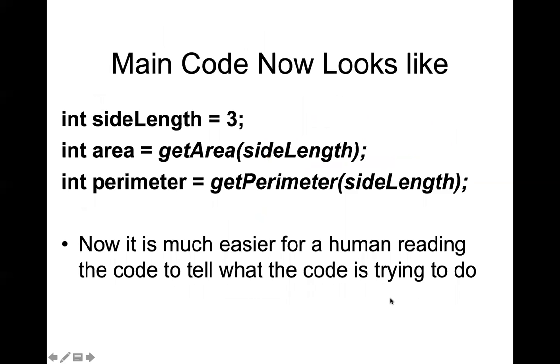Okay, so now the main function, assuming we also have a function called getParameter, which we define analogously to getArea, the main part of our Java program now says int sidelength equals 3, int area equals getArea, and we pass it sidelength, and int parameter equals getParameter of sidelength. And the effect is the same as the original function we saw, but now it's a lot easier to read the code because it contains some hints of what things are doing. And there's also less code here because we're not doing the math inline, we're doing the math elsewhere.